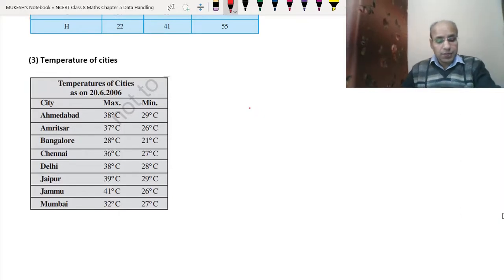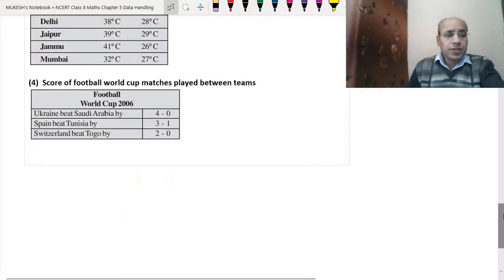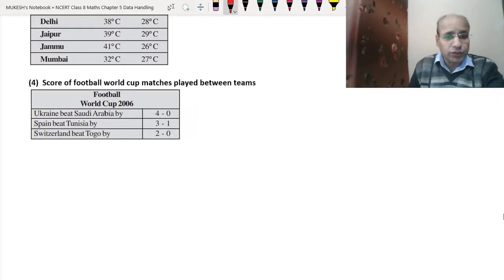Okay, now the next example. In this example, the scores of the football World Cup matches played between the teams are given, like Ukraine beat Saudi Arabia by 4-0. That means Ukraine scored 4 goals against 0 goals of Saudi Arabia, and this is the data for the football World Cup. This will help us see which team is performing better, to give them the awards.